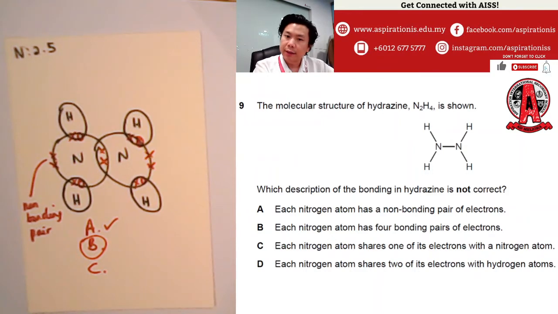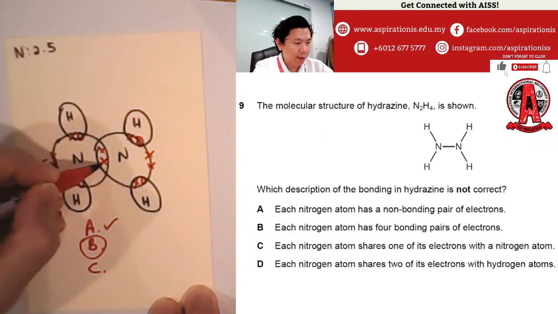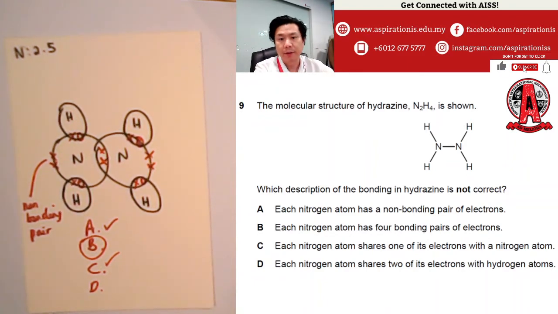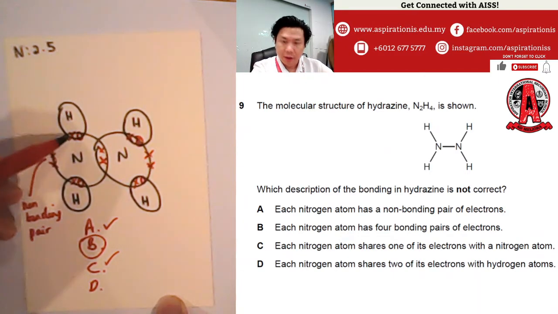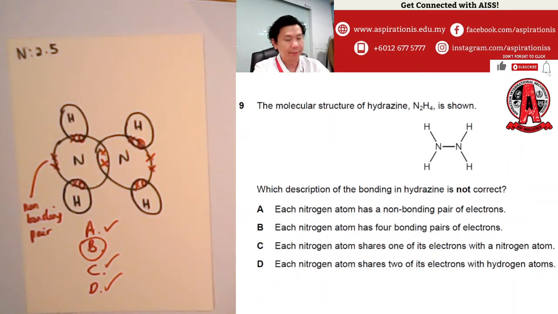Let's look at C. Each nitrogen atom shares 1 electron with a nitrogen atom. Yes, each nitrogen shares 1 electron with the other nitrogen, so it's correct. D. Each nitrogen atom shares 2 of its electrons with the hydrogen atoms. That's absolutely correct. So the answer to this question is B.